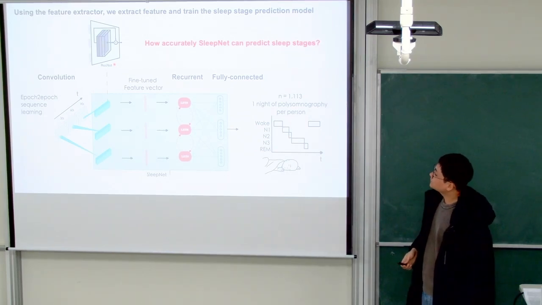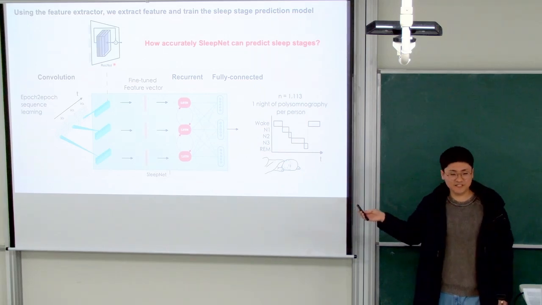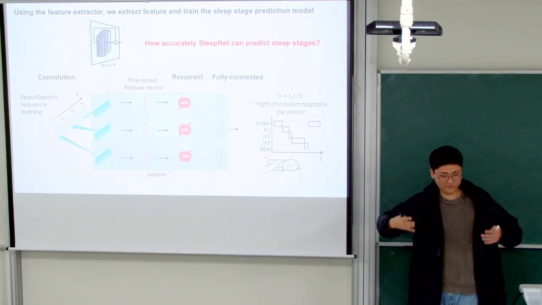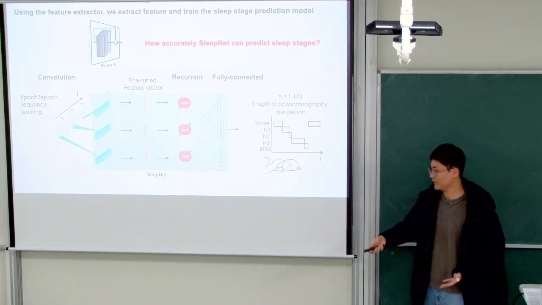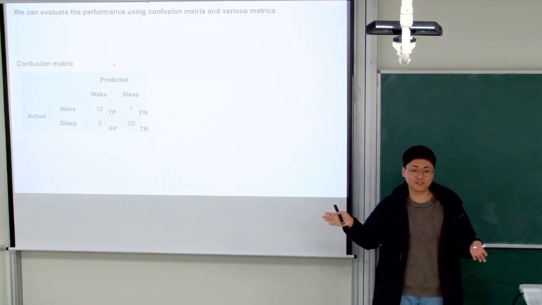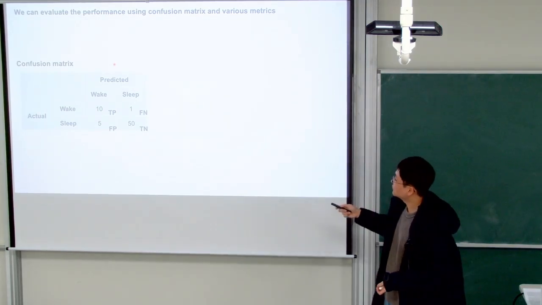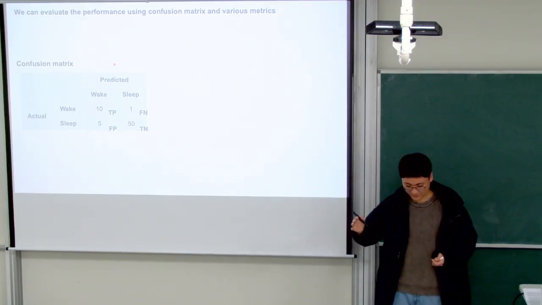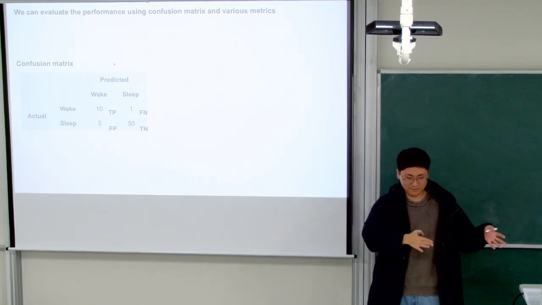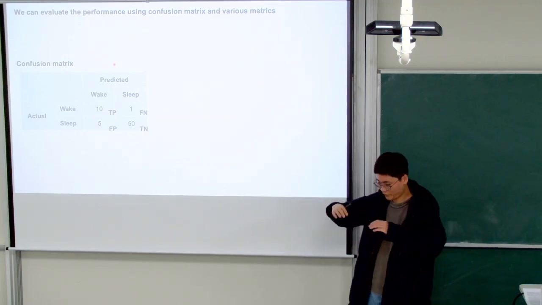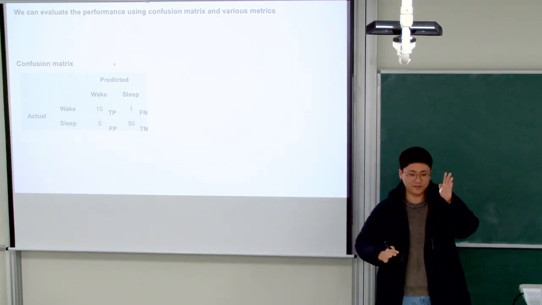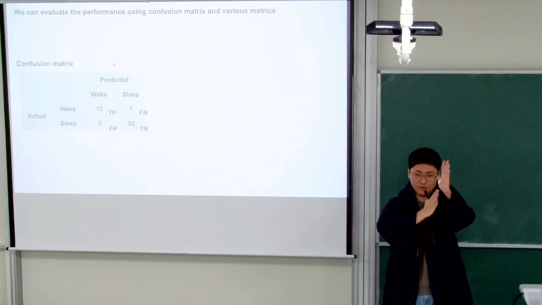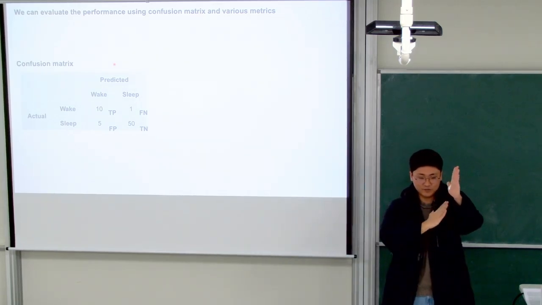To evaluate that, we need some parameters. We need to quantify its accuracy or its performance, right? To do that, we usually use the confusion matrix. Actually there are more stages, but let's simplify the problem. We just classify sleep and wake. For each time point, the actual value is either wake or sleep, and for each time point we can predict either wake or sleep.